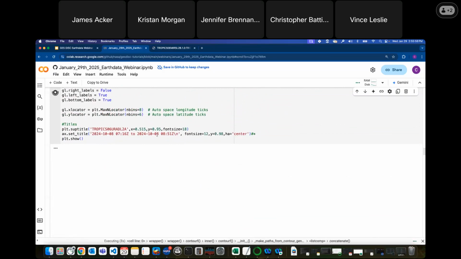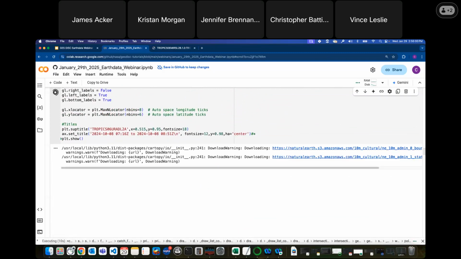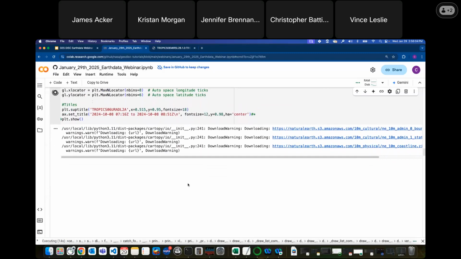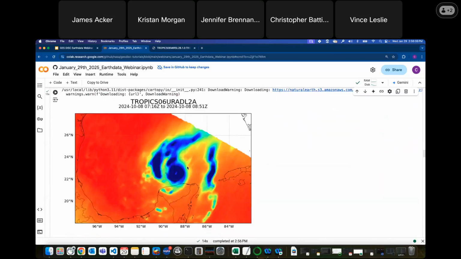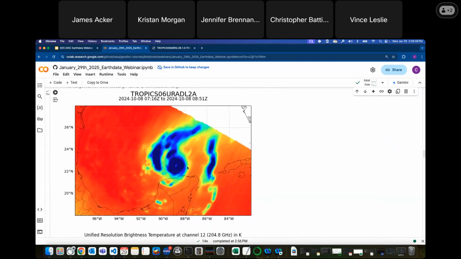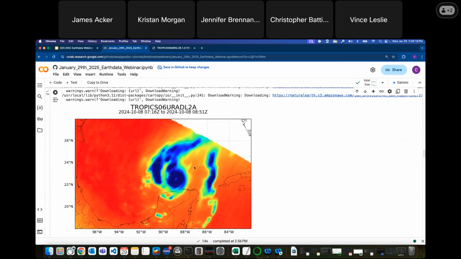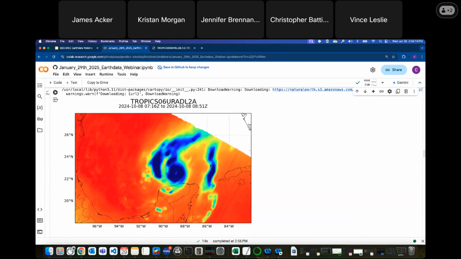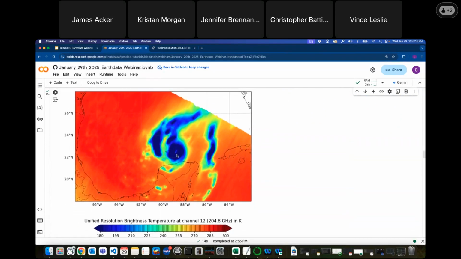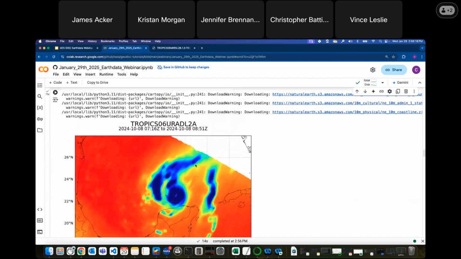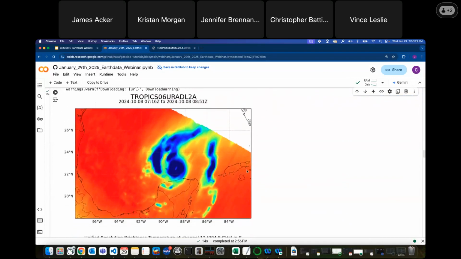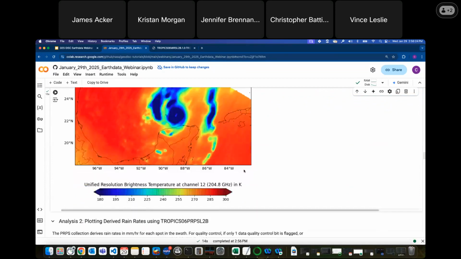It's going to extract them. First, you'll see that it's downloading some Cartopy shapefiles, and then you'll see your plot without having downloaded anything. And so we wind up with our first plot here, which is our URAD brightness temperature, a little bit zoomed in from the plot that Kristen showed. But in this one, I really like it because you can even see the definition of the eye wall. And this is taken just around the time of the peak strength of Hurricane Milton.